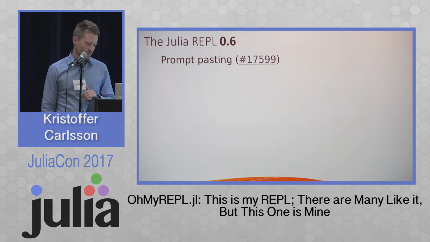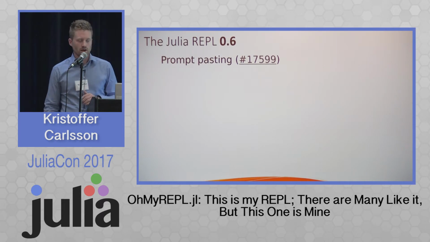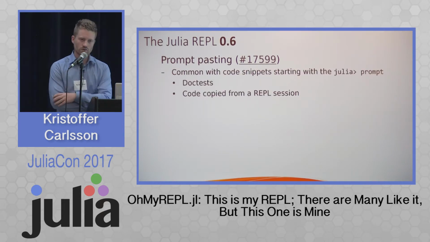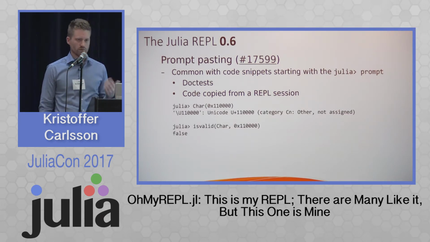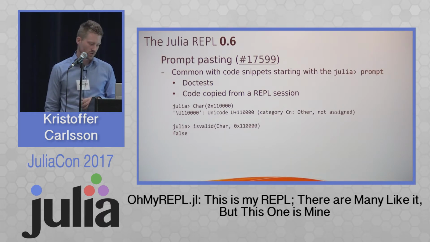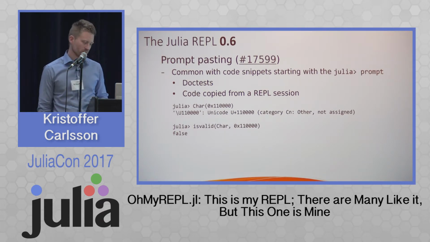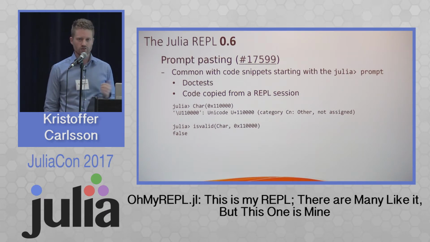So one of them is what I call prompt pasting. Basically, it's quite common to see code snippets in the wild that start with the Julia prompt. So for example, we have it in the doc tests, or when people have copied code from a REPL session. As an example, I put this here from a doc test. You can see that we have the Julia prompt there in the beginning, and we also have some output. And usually when you read a doc test, you want to run the code yourself.